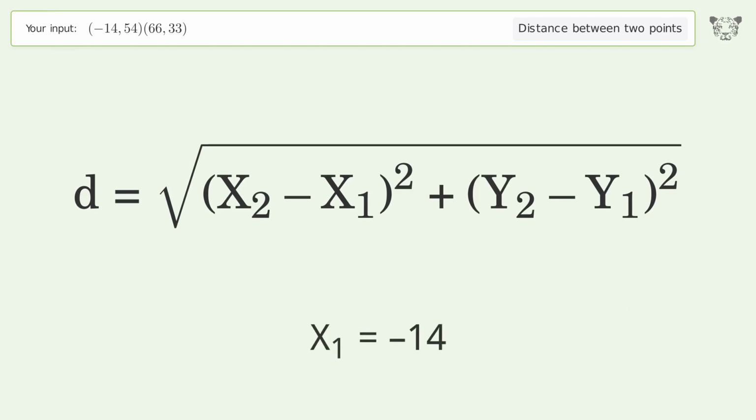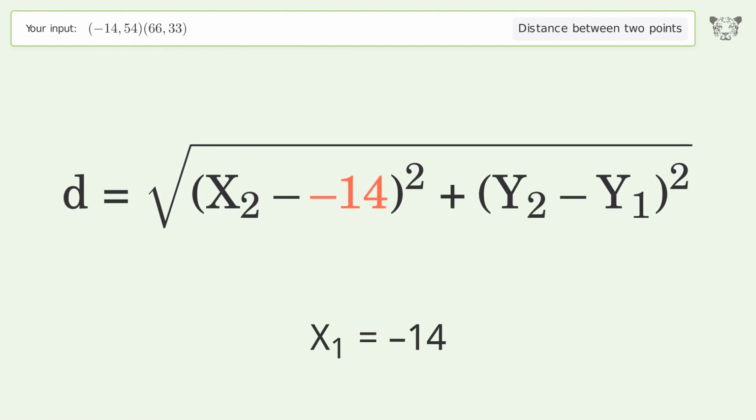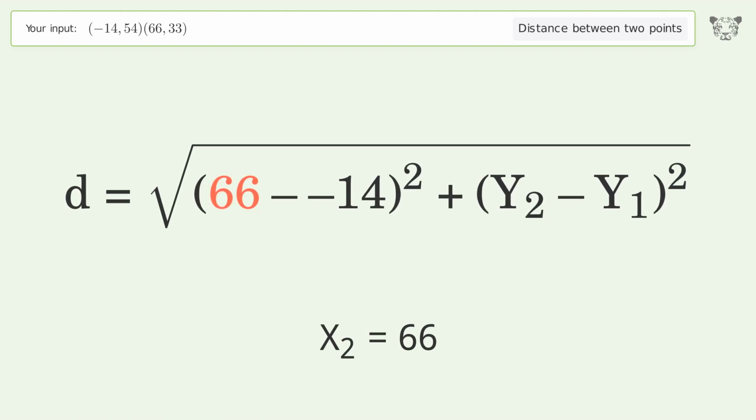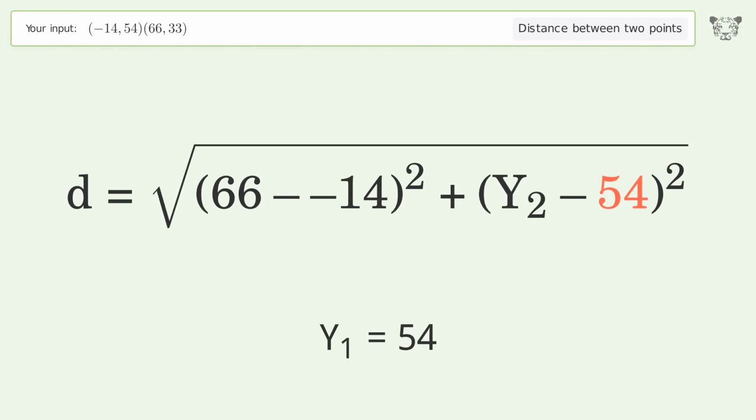x1 equals -14. x2 equals 66. y1 equals 54. y2 equals 33.